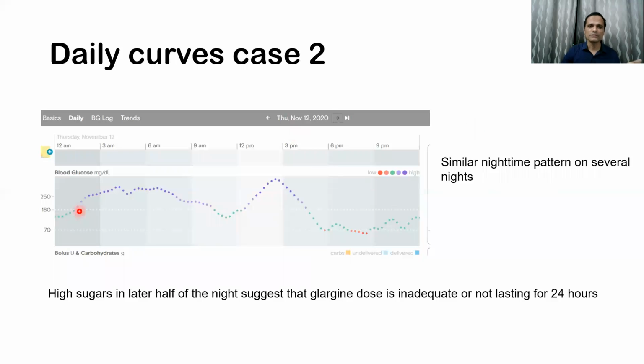And we can confirm if many daily curves show a pattern like this, where there was a normal or relatively okay glucose in the first half, but in the second half, the blood glucose values are rising. So either it suggests that there is inadequate glargine dose or the effect is not lasting for 24 hours. So the solution will be either to split the dose or to change to an ultra long acting insulin like Degludec.